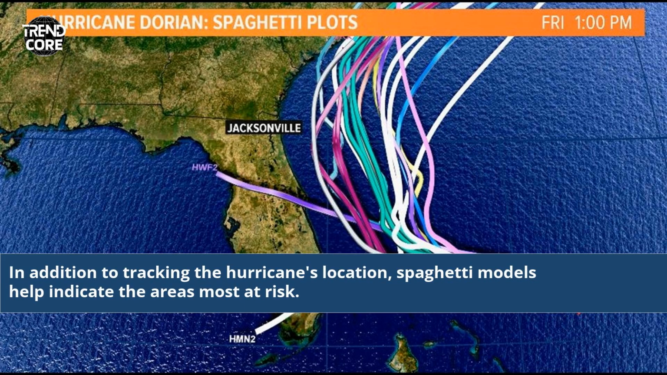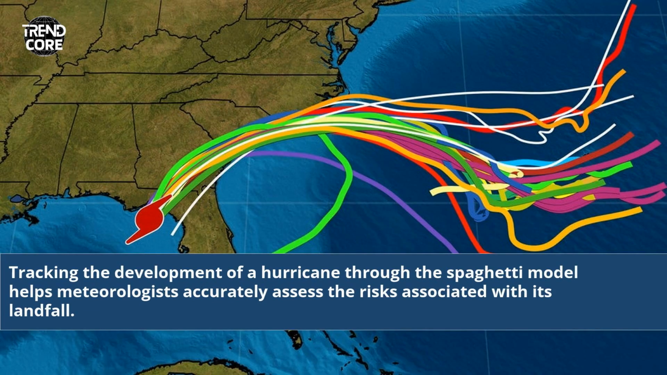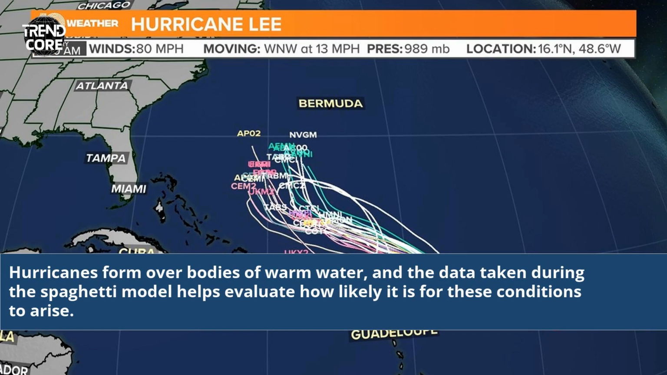In addition to tracking the hurricane's location, spaghetti models help indicate the areas most at risk. Tracking the development of a hurricane through the spaghetti model helps meteorologists accurately assess the risks associated with its landfall. Hurricanes form over bodies of warm water, and the data taken during the spaghetti model helps evaluate how likely it is for these conditions to arise.